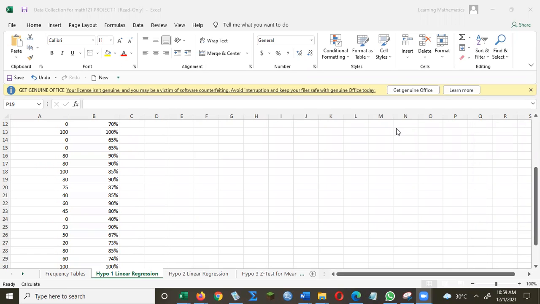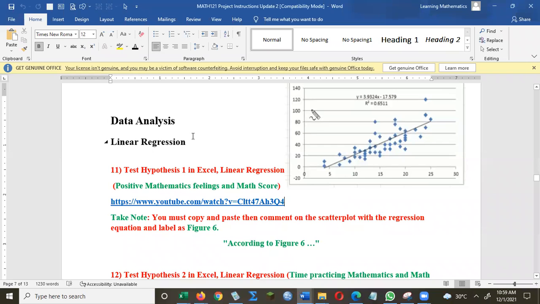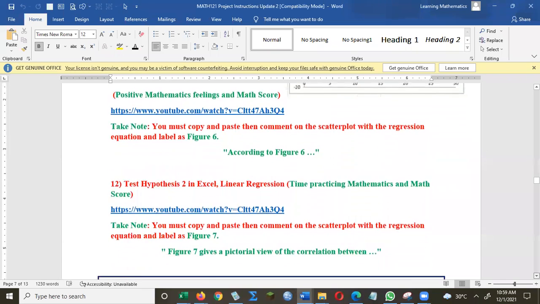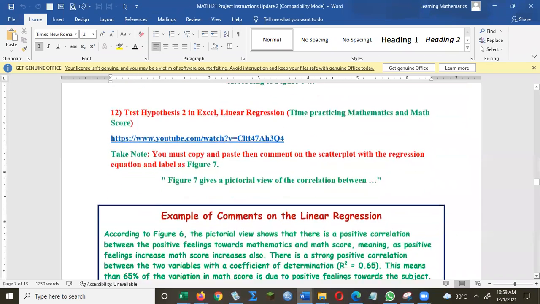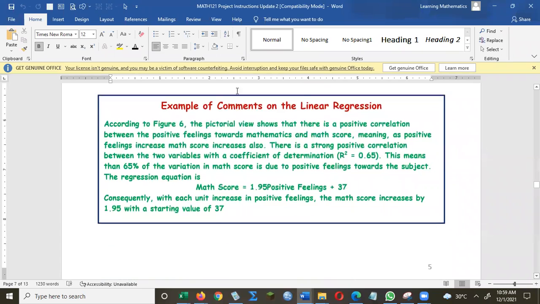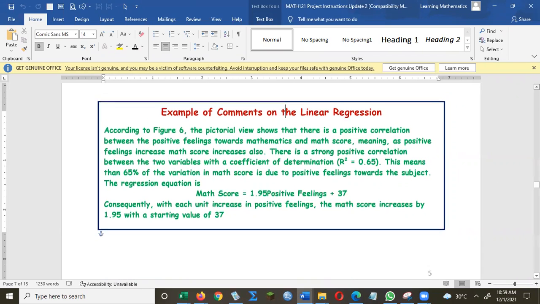Right. So now we are talking about the project with regards to the regression analysis. If you look into the instructions for data analysis, for number 11 you have to do a linear regression, and you also have to do a linear regression for number 12. Here's an example of how you have to comment on your linear regression graph.